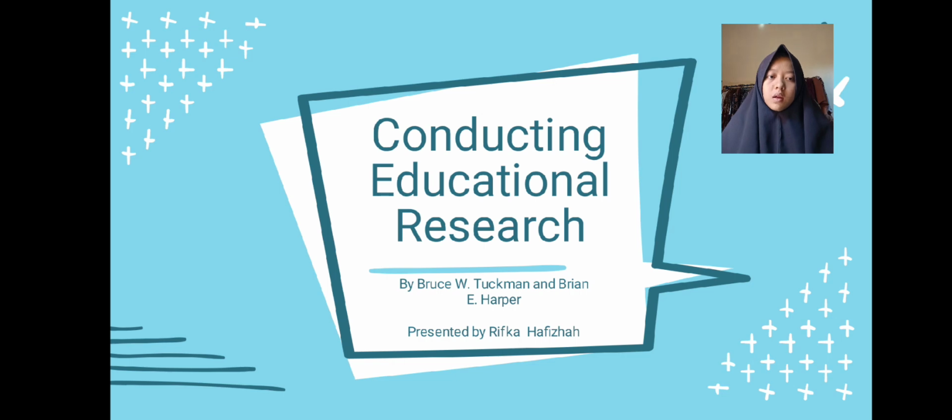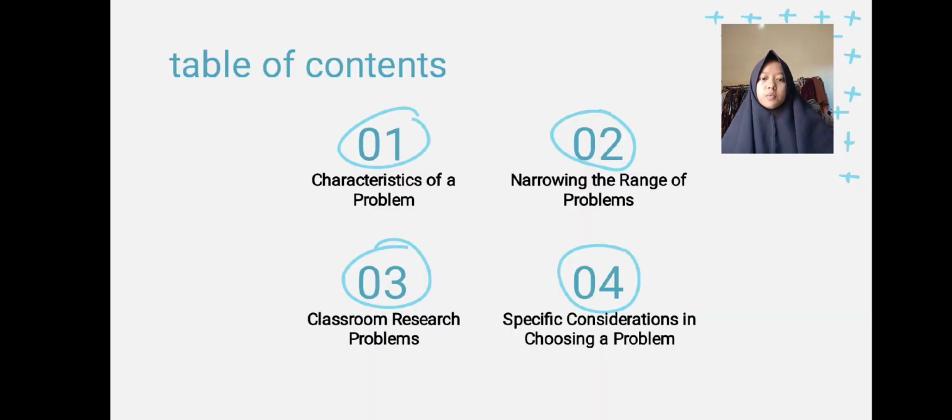I will present a book review about Conducting Educational Research by Blaine R. Worthen and Brian E. Harper. In this presentation, I divide it into four parts. Number one is characteristics of a problem. Next, narrowing the range of problems. Then a classroom research problem, and last but not least, specific considerations in choosing a problem.